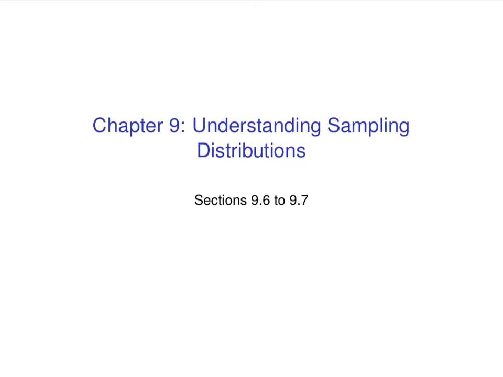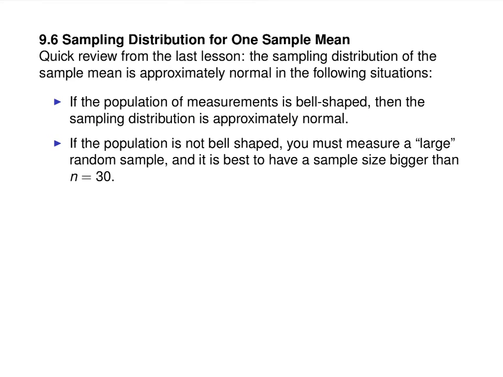In this lesson, we are going to continue our study of sampling distributions. So here's a quick review for the sampling distribution of one sample mean. The sampling distribution of the sample mean is approximately normal in the following situations. If the population of measurements is bell-shaped, then the sampling distribution is approximately normal. And if the population is not bell-shaped, you must measure a large random sample, and it's best to have a sample size bigger than 30.